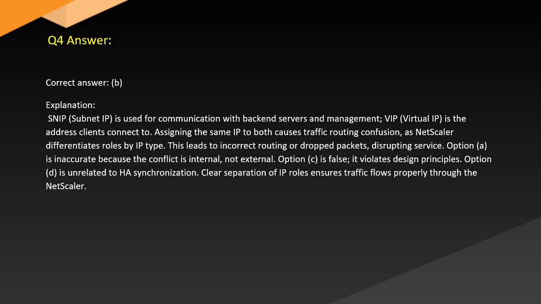Answer. Correct answer: B. Explanation. SNIP, the subnet IP, is used for communication with backend servers and management. VIP, the virtual IP, is the address clients connect to. Assigning the same IP to both causes traffic routing confusion, as NetScaler differentiates roles by IP type. This leads to incorrect routing or dropped packets, disrupting service.